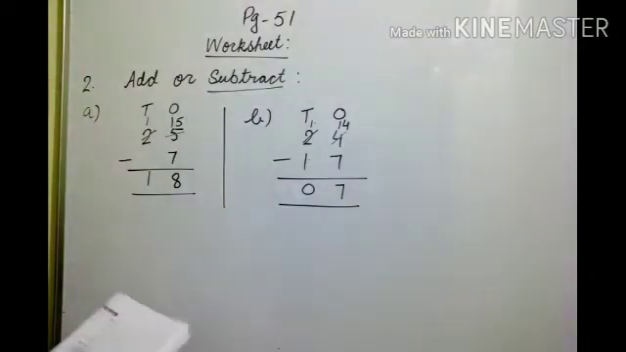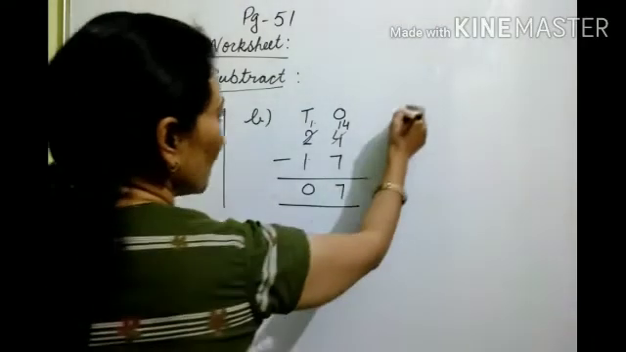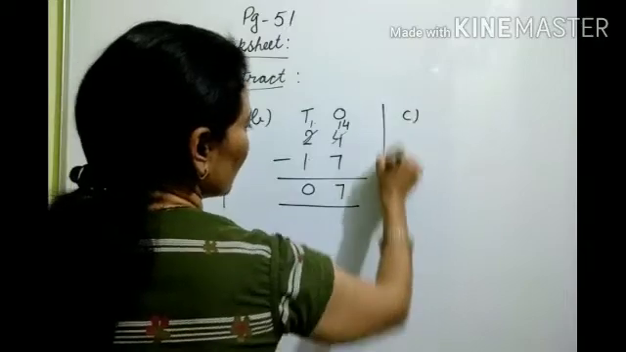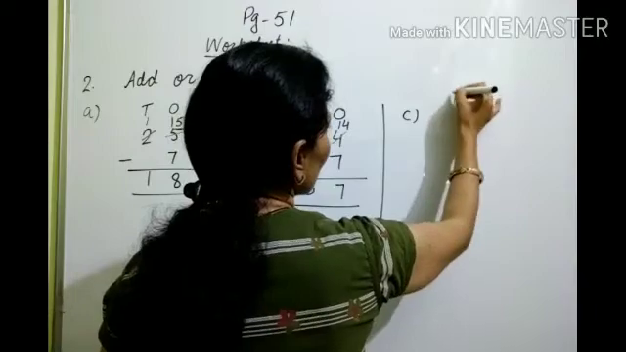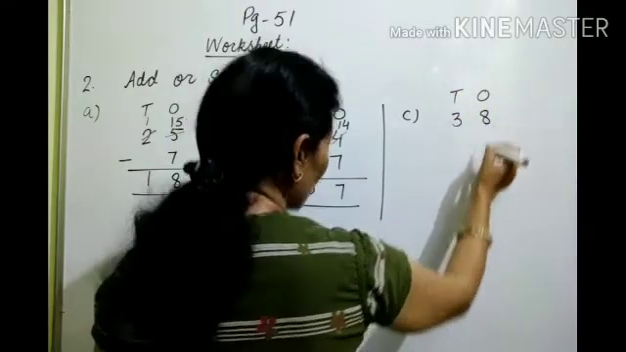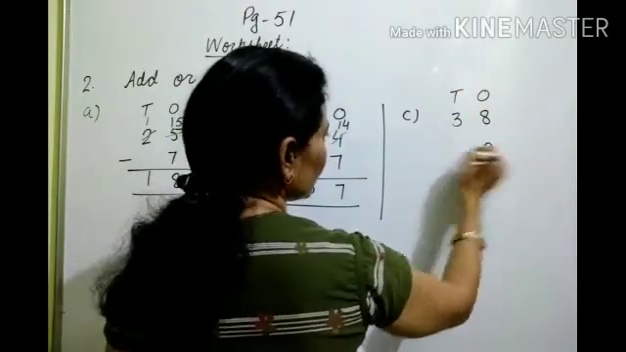Now let's take C part. And the question is 38 minus 9.